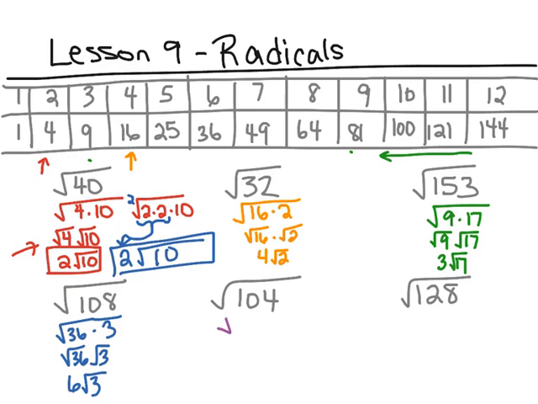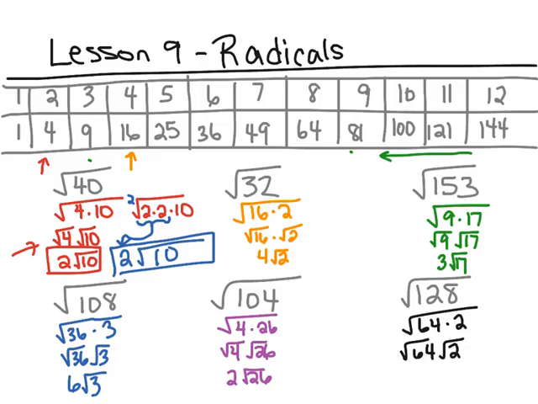So 104 should be broken into 4 times 26, so the root of 4 times the root of 26. The square root of 4 is 2, so we're left with 2 root 26. And the last one, 128, breaks into 64 times 2. So the square root of 64 times the square root of 2. The square root of 64 is 8, so 8 root 2. That's radicals. And it is radical, I know.